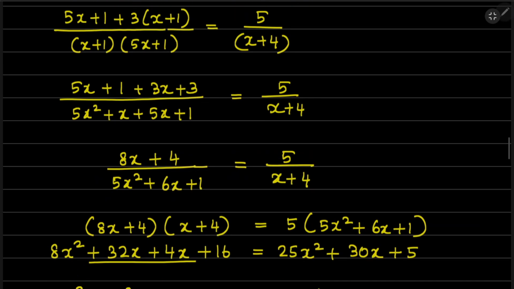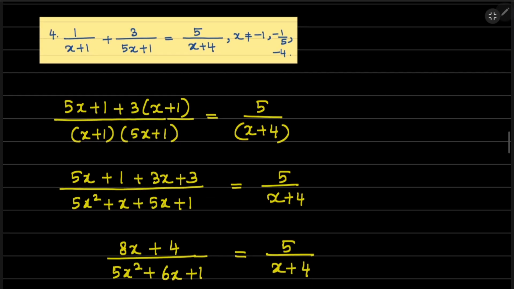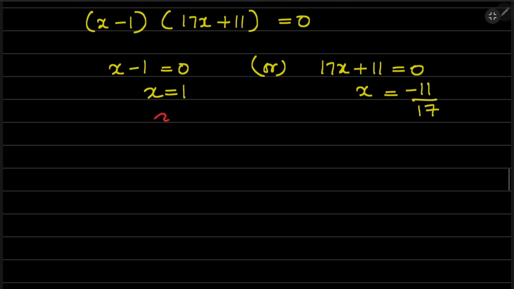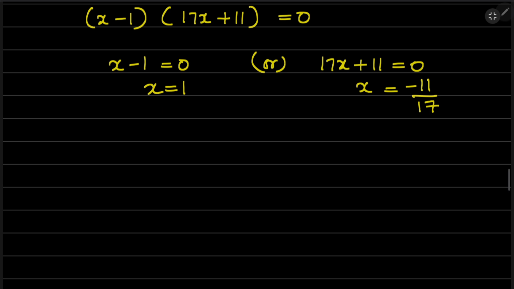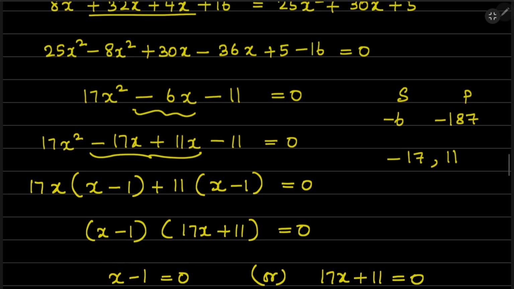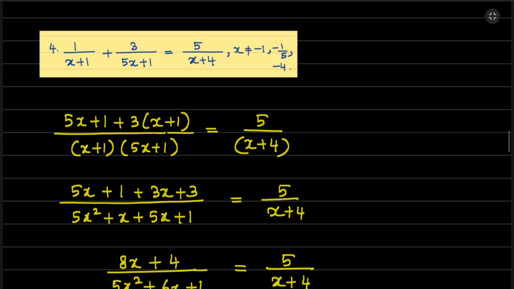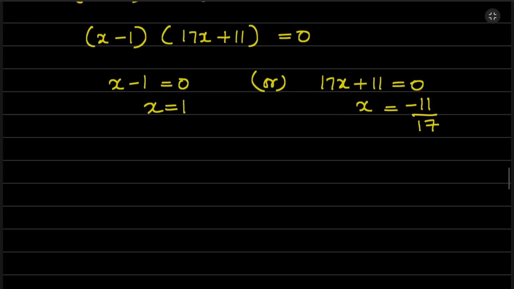Now see the values which you should not be considering. You should not consider minus 1, minus 1 by 5 and minus 4. Okay. So here both the values you can consider, because none of the values are 1 or minus 11 by 17. Isn't it? So both the values are correct. You can consider both as the required roots.